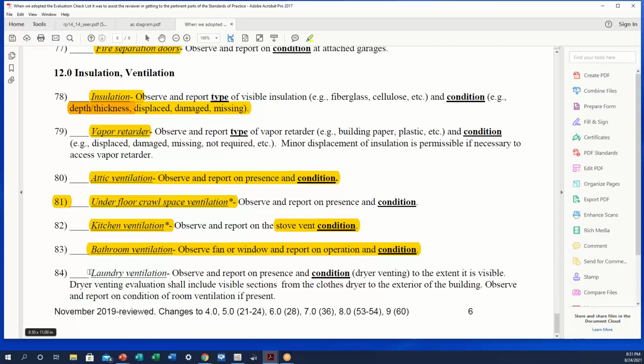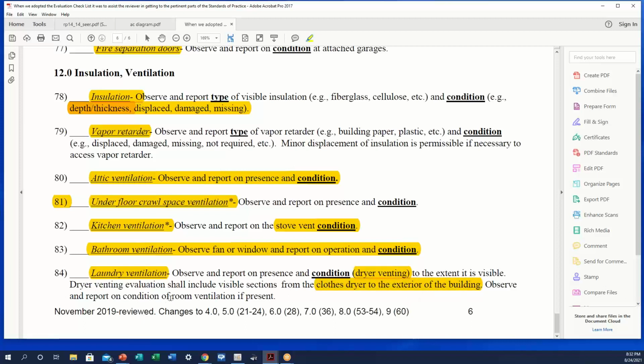Okay, laundry ventilation. This thing here, we're going to finish on time. Cool. Observe and report on the present condition of dryer venting to the extent it's visible. Okay, most dryer venting is hidden in the wall. A lot of you are reporting on the flex line, the connector between the dryer and the wall. I report on that because we don't know when the dryer is moving or if it's leaving or staying. Dryer venting evaluation should include visible sections from the closed dryer, says it right here, to the exterior of the building, which I can't see anyway.